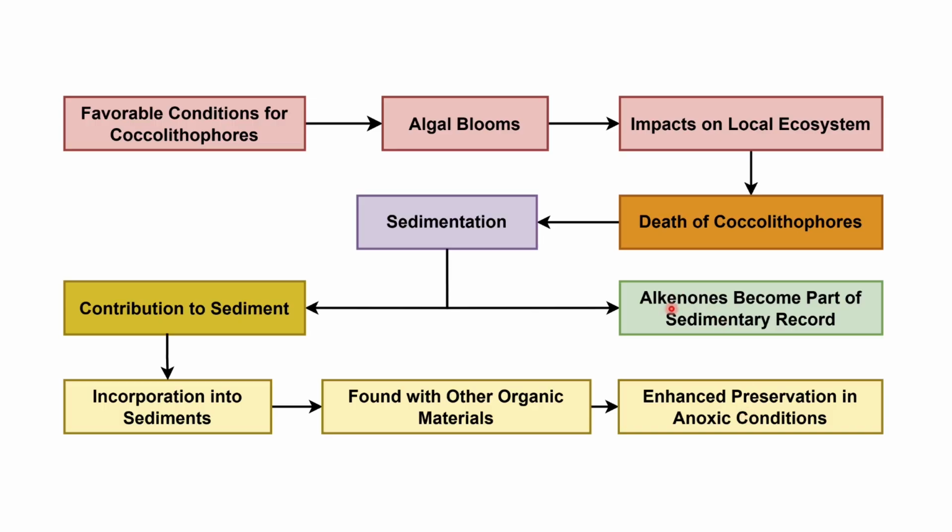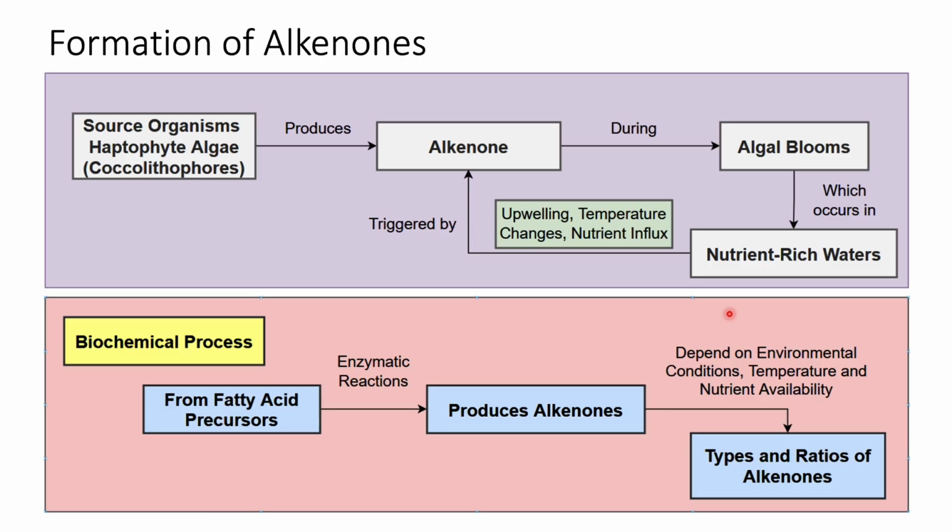So these alkenones become part of the sedimentary record. That we will collect later on, maybe after a few years or a few decades. Then we can study how much alkenone was present, and all those things we can actually carry out in the studies. So how are the alkenones basically formed?